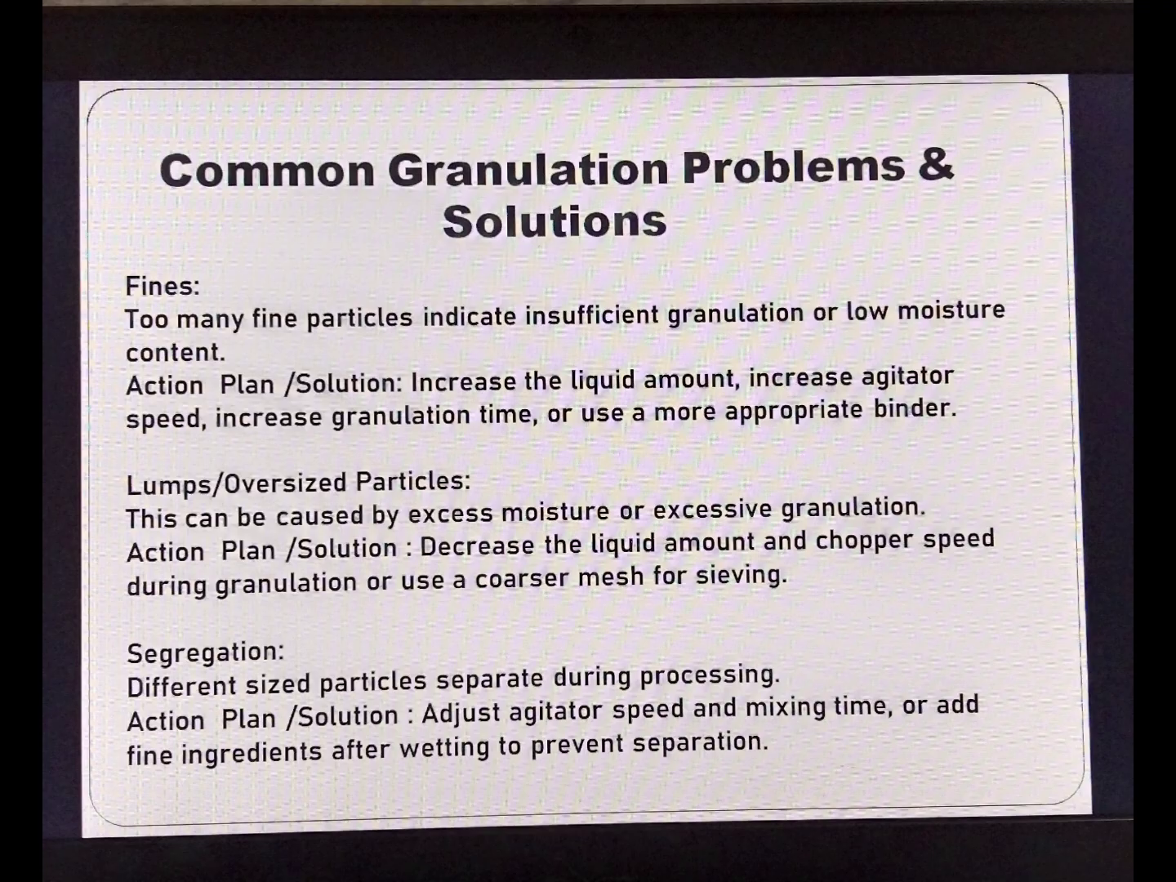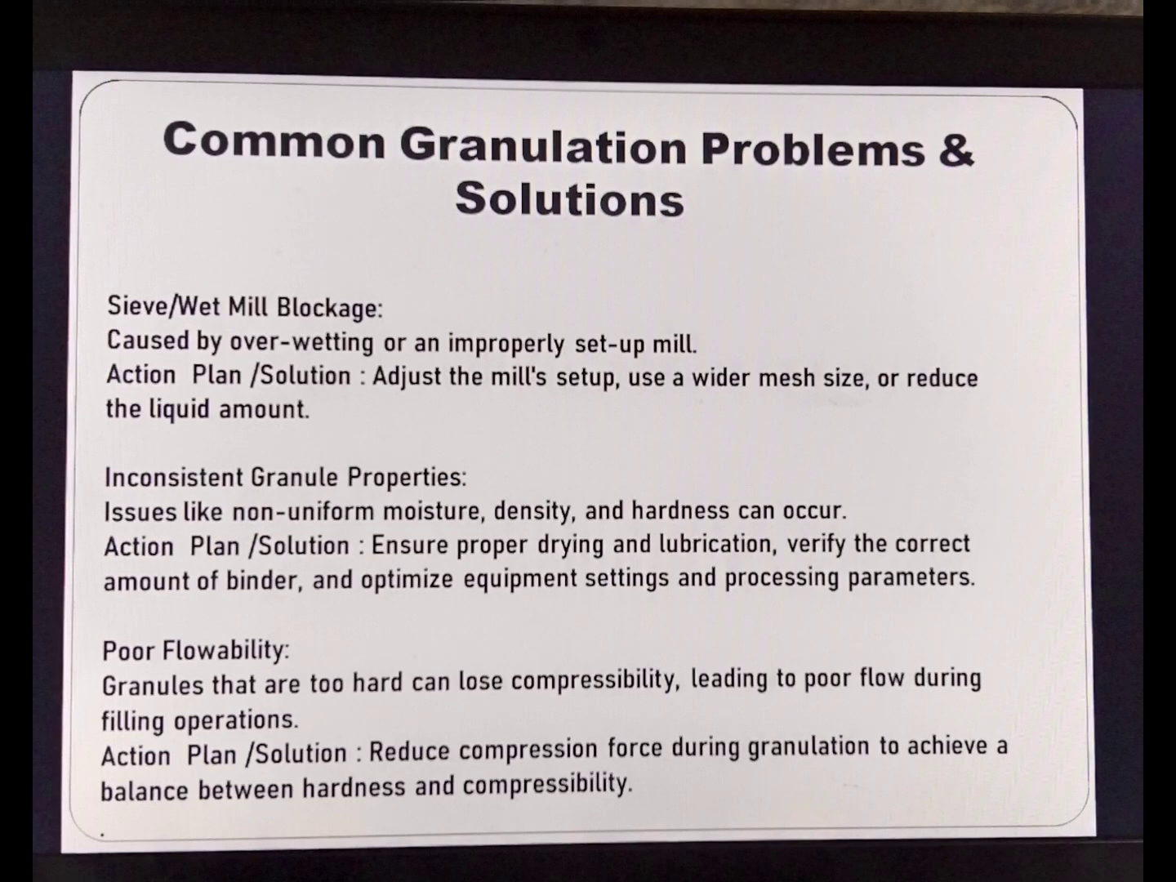Segregation. Different size particles separate during processing. Action plan: adjust agitator speed and mixing time or add fine ingredients after wetting to prevent separation. Sieve or wet mill blockage caused by overwetting or an improperly set up mill. Action plan: adjust the mill setup, use a wider mesh size, or reduce the liquid amount.